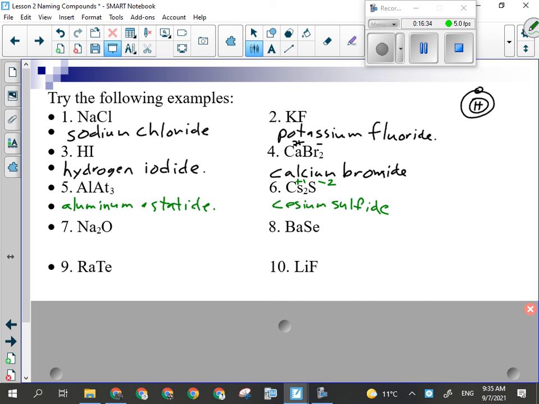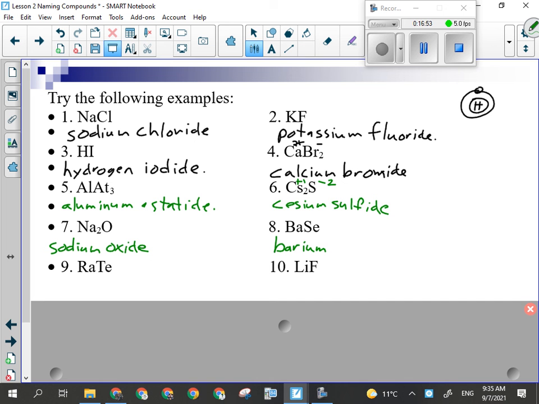Number 7, Na stands for sodium. O stands for oxygen, which is then shortened to oxide, sodium oxide. What does Ba stand for? Barium. What does Se stand for?